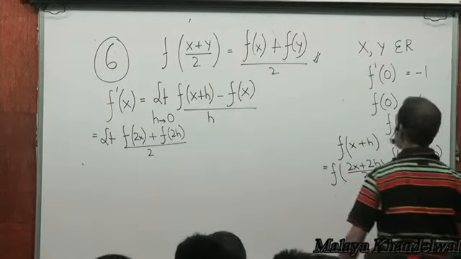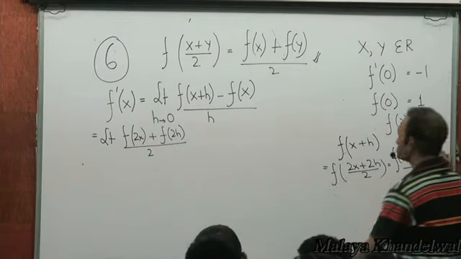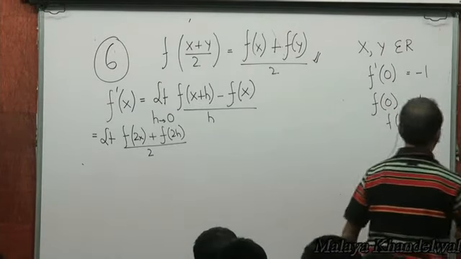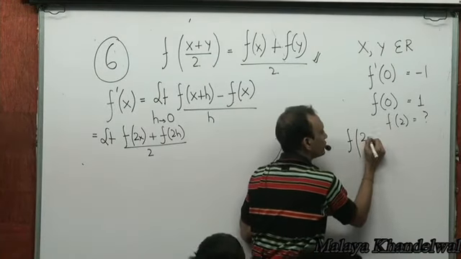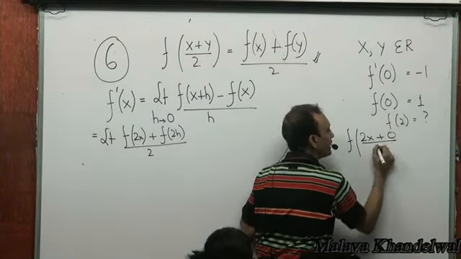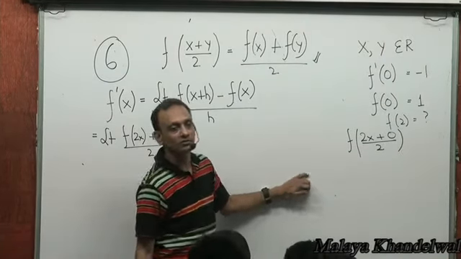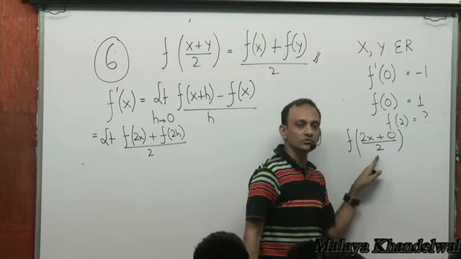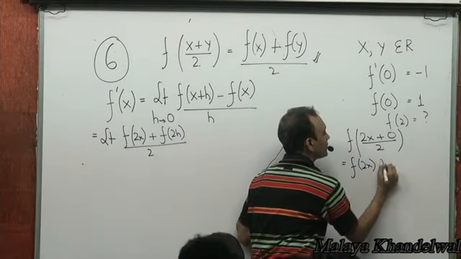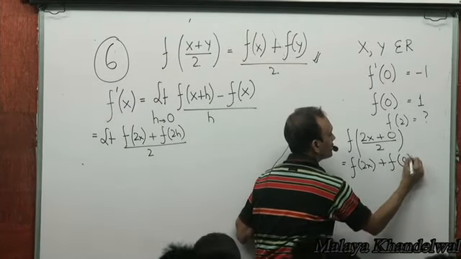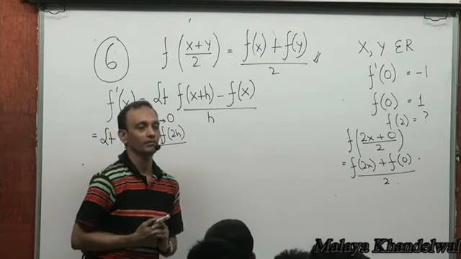Same with f(x). I'm going to give f(x) the same treatment. Can I wipe this off? f(x) I can write as f of (2x plus 0) by 2. Can I do this? Yes or no? So f of (London plus Patna) by 2 is going to be (f of London plus f of Patna) divided by 2. Yes or no? Right?